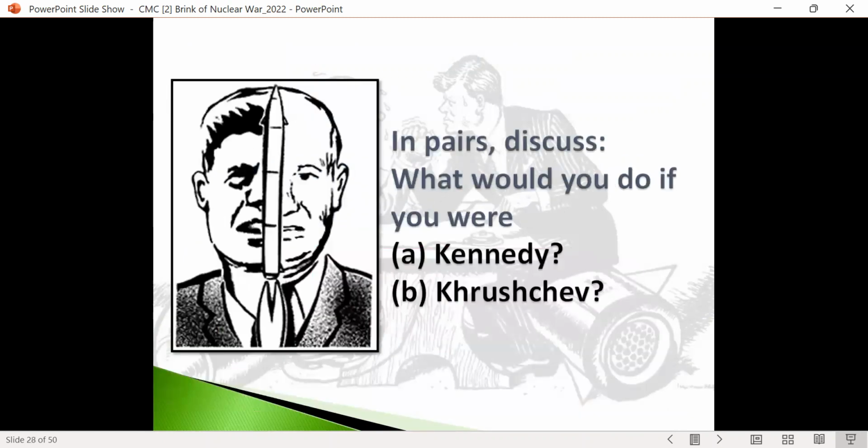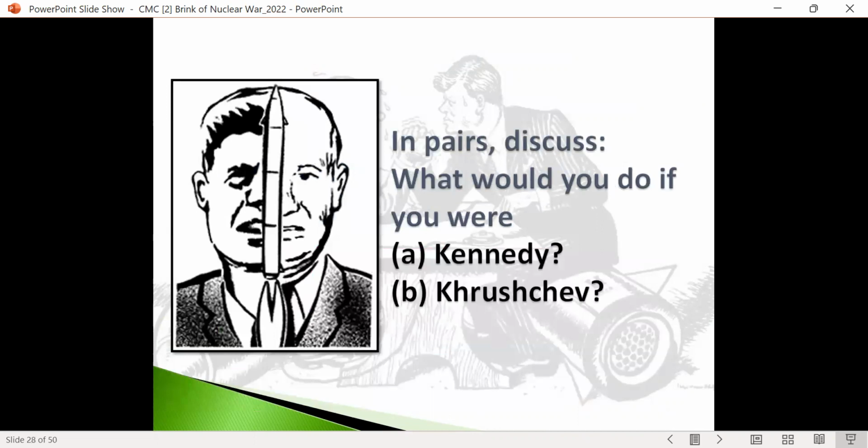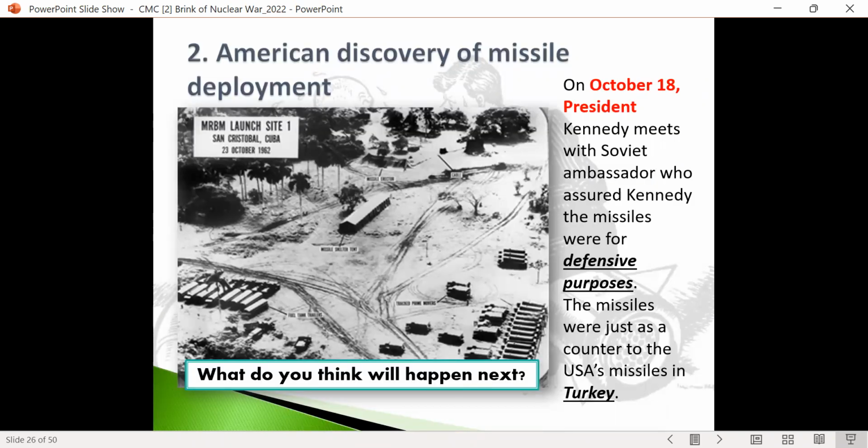So at this point, if you are Kennedy, let's talk about Kennedy's reaction first. If you are Kennedy, you learn about these missiles that have been planted in Cuba that can strike my country in 10 minutes. And it's planted by the enemy, my greatest enemy. It's planted by two of my enemies.